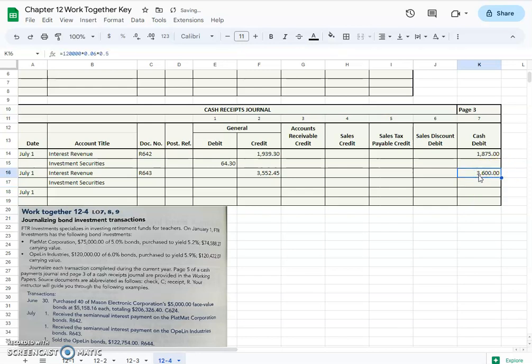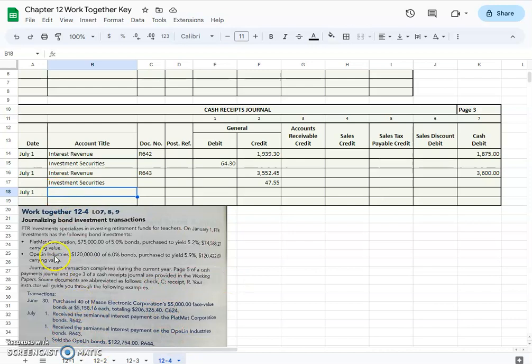Semi-annual payment, $3,600. So this time our debits are greater than our credits, so the investment securities is going to have that credit to make up the difference of $47.55. And you can see why, right? On the first one, we had a 5.2% yield compared to the 5% stated. This time, the yield is less than the stated, so it's the opposite effect. Okay, that makes sense.